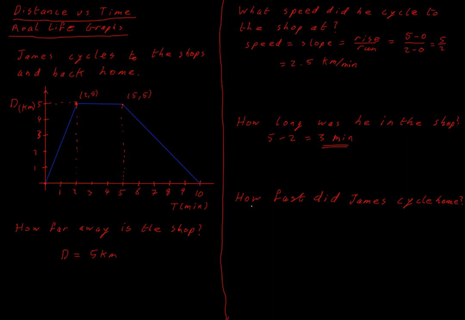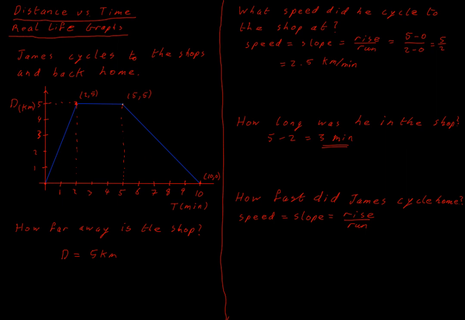And how fast did James cycle home? Well, we know again how fast means speed, and we know that speed is slope on our distance time graphs, which is equal to our rise over our run. Well, we start out at 5, 5, and we end up back down here. Now, what would this be? This would be in the door 10 and up the stairs nothing. So this would be point 10, 0.